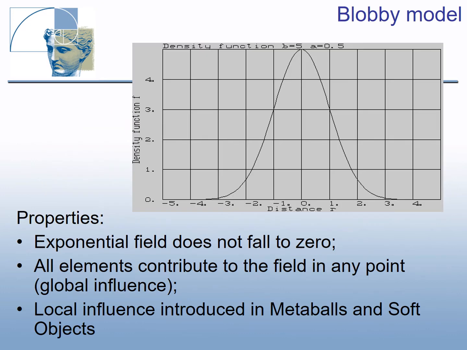The plot of such scalar field against the distance to the source point is shown here. Distance 0 means the skeleton point itself. The field is maximal at this point. Then field is decreasing with the distance from the skeleton point. The problem with this function is that this field never becomes 0. It means that each skeleton point has global influence to the shape at any point in space. This property makes it hard to control the overall shape interactively. Local influence of skeletal elements was introduced in metaballs and soft objects.